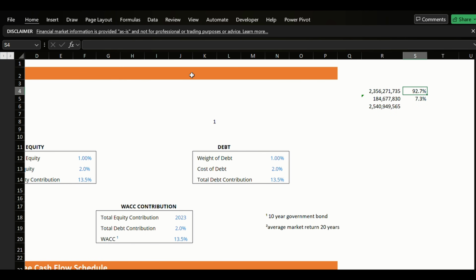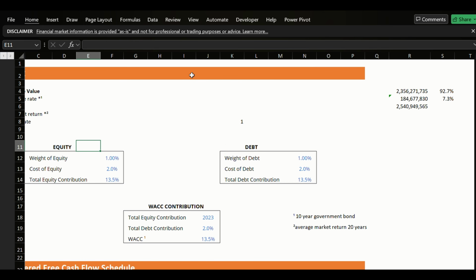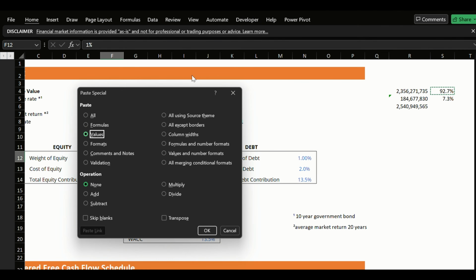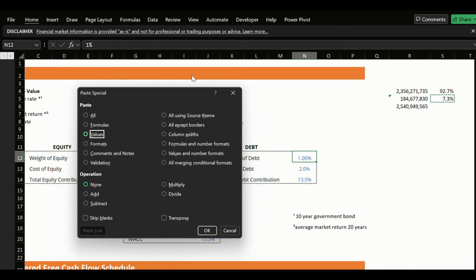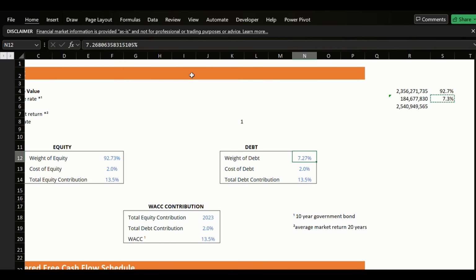So why have I done it like that? To prevent circularity. These are the weights of equity and the weights of debt. So I'll pick the weight of equity here. Values is all I need. Pick the weight of debt here. Values as usual is all I need.